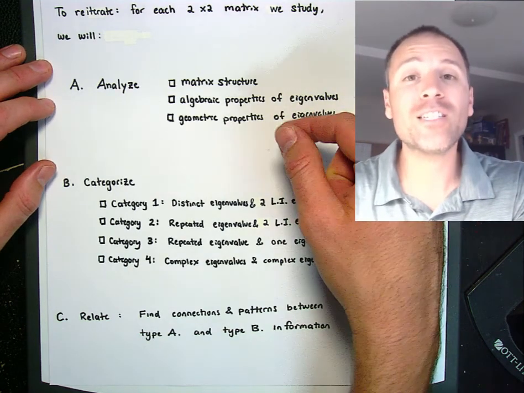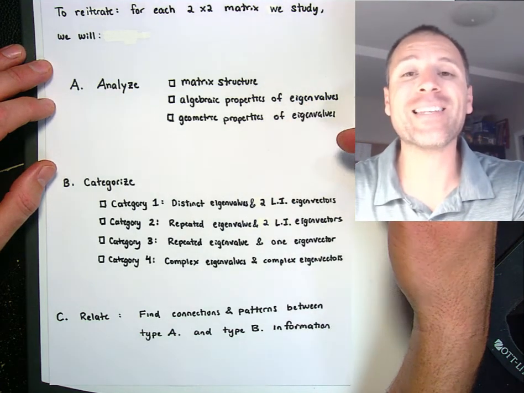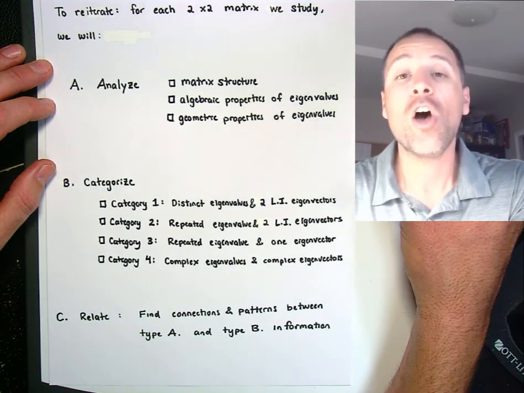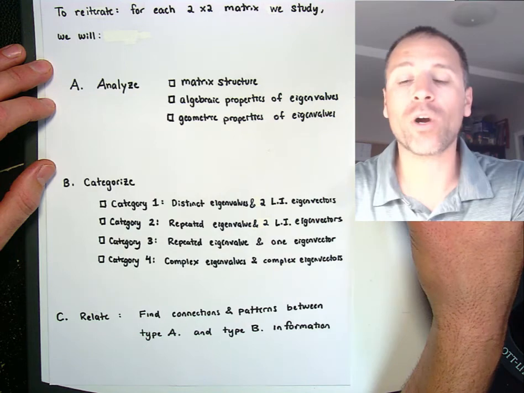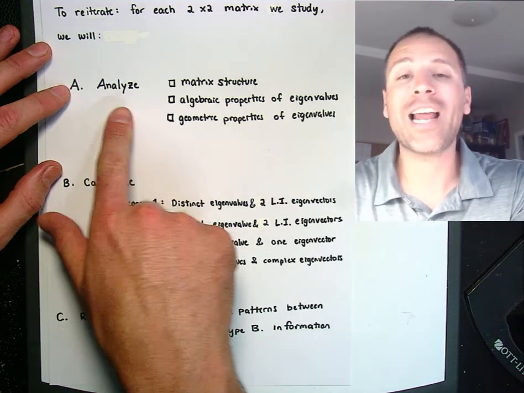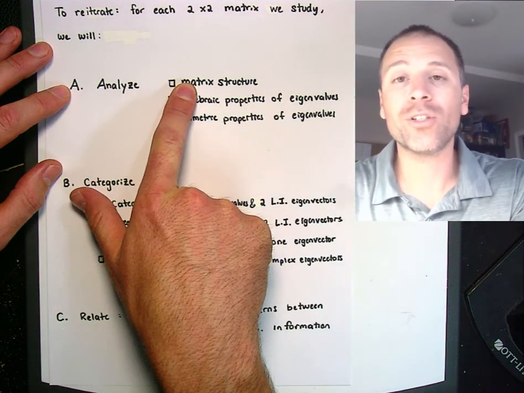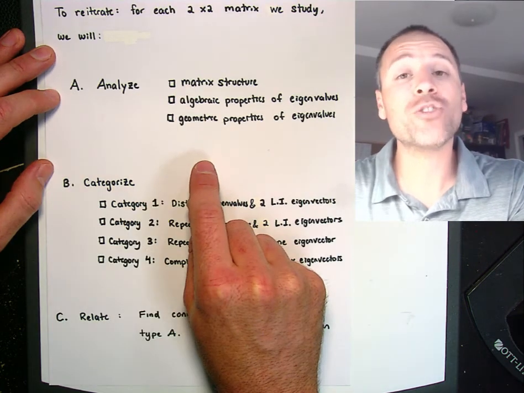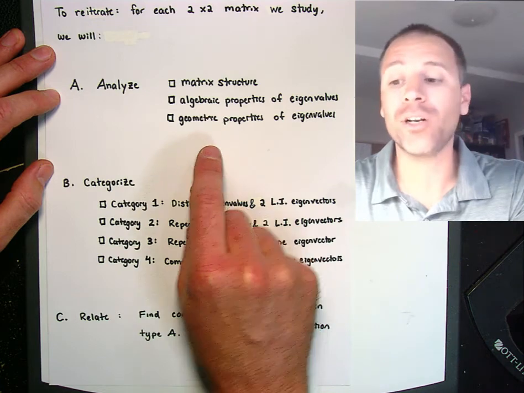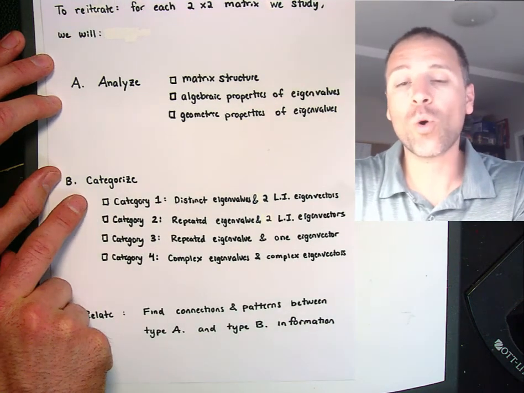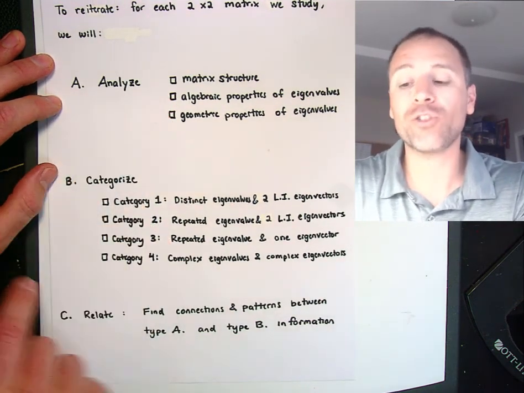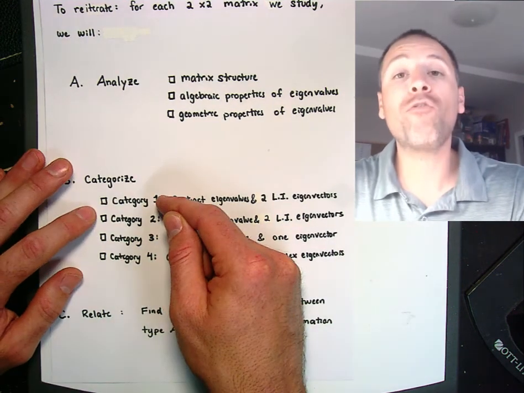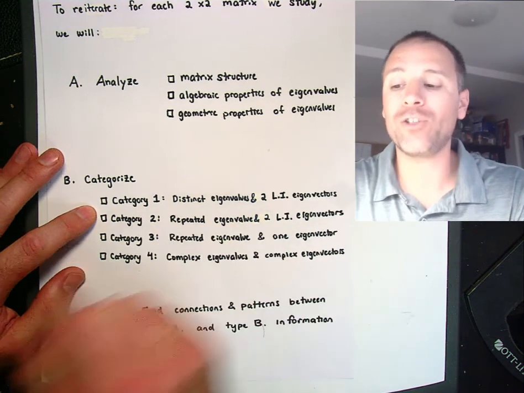The point of this particular video is to set the stage and help focus your mind as we do our case studies. For every single example that we look at, we're going to do 3 things. First, we're going to analyze matrix structures, algebraic properties of eigenvalues and eigenvectors, and then a geometric interpretation of that information. Next, we're going to try to categorize the algebraic and geometric information, and when we do that, we're going to just say that there are 4 different categories for 2 by 2 matrices.